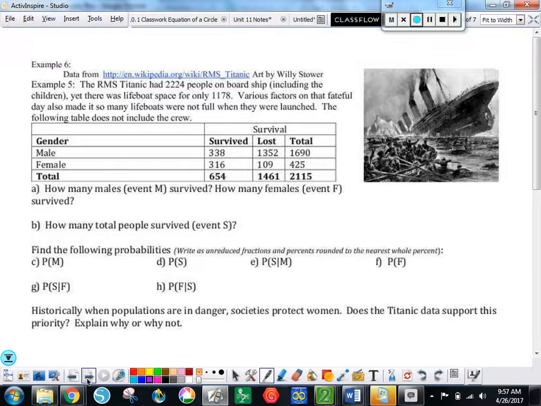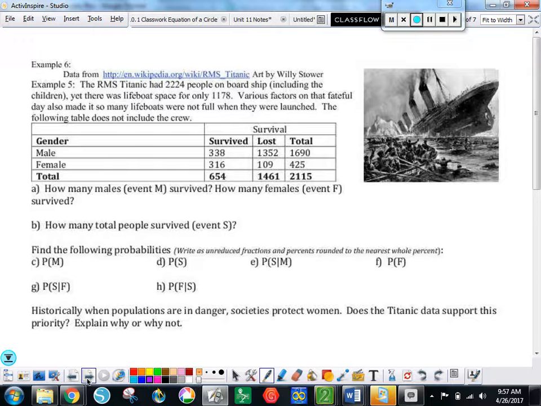All right. So the RMS Titanic had 2,224 people on board ship, including the children. Yet there was a lifeboat safe for only basically half of them. Various factors on that fateful day also made it so many different lifeboats were not full to capacity when they were launched. The following table does not include the crew. So, just the female male, which is why this number is different than that number, because it doesn't have the crew. So, how many males?